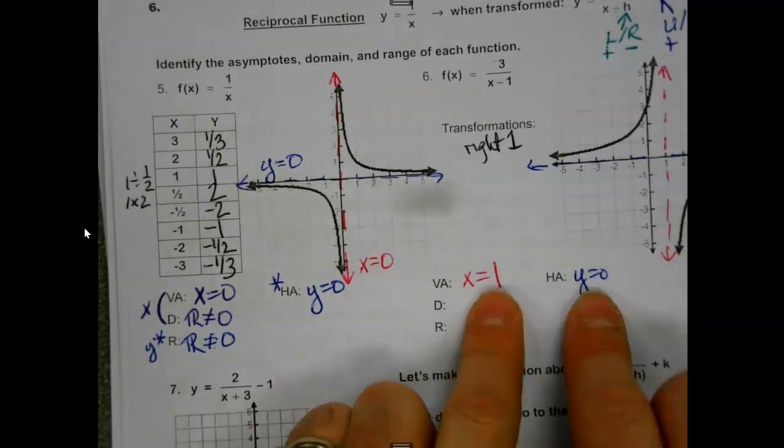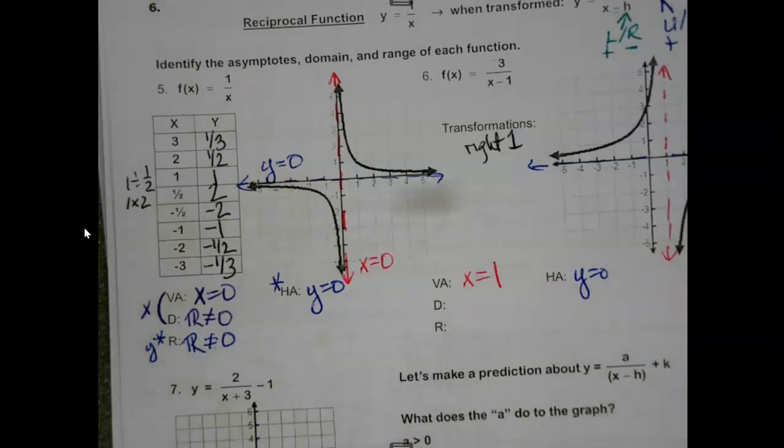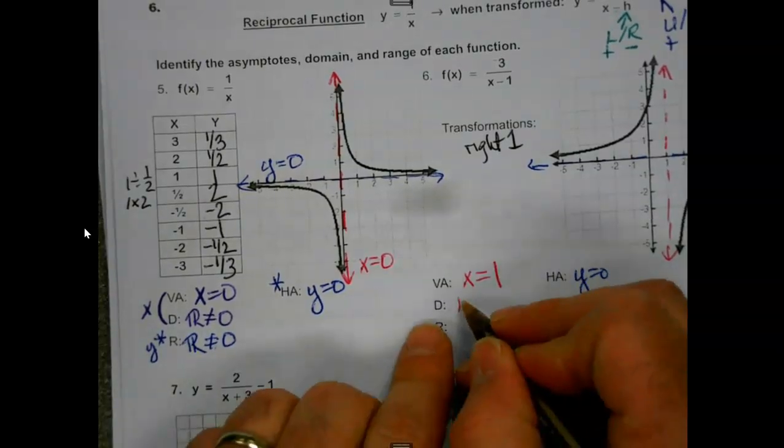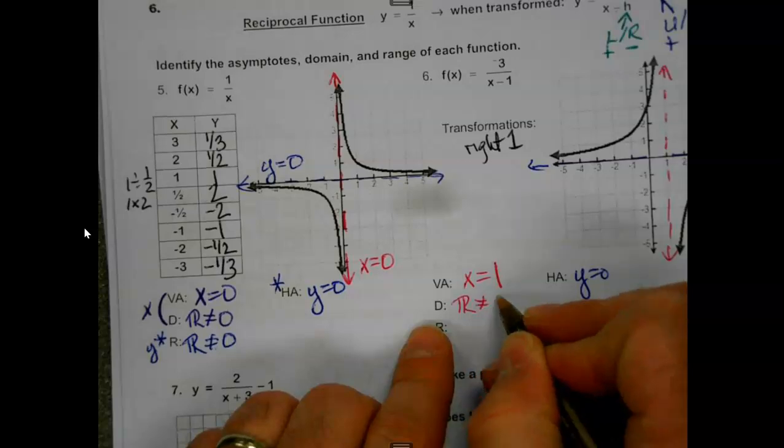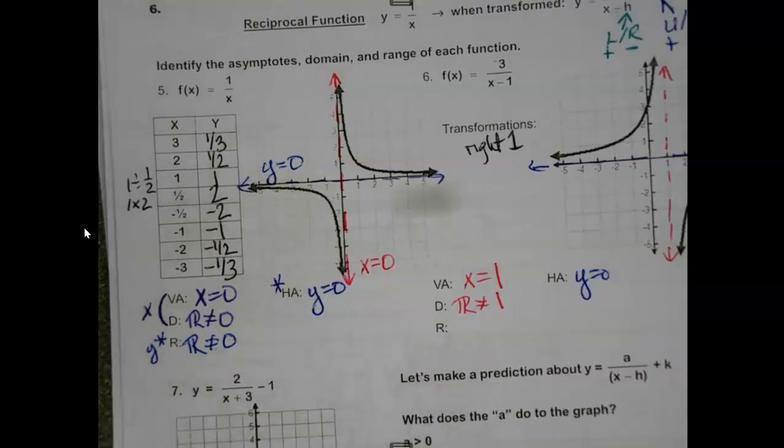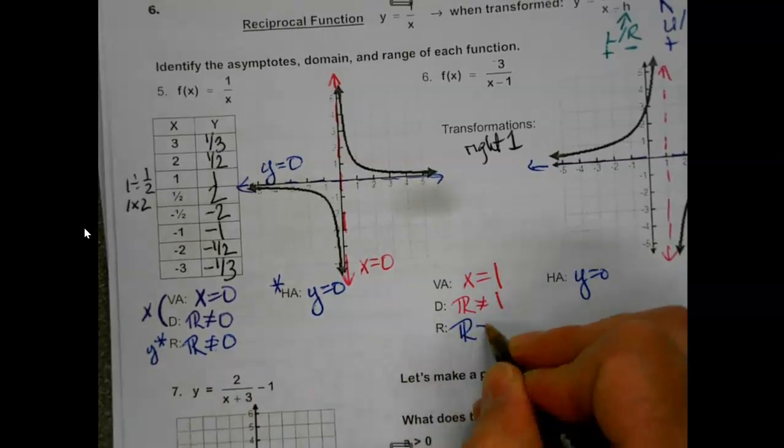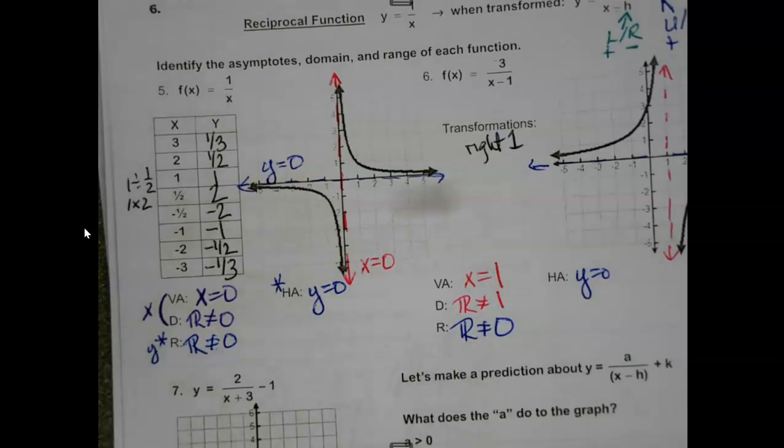And once you know those two items, you also know your domain restriction and your range restriction. So when it comes to reciprocal functions, this is as crazy as it's going to get.